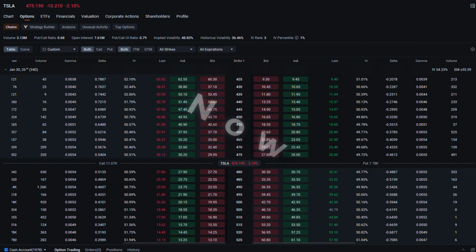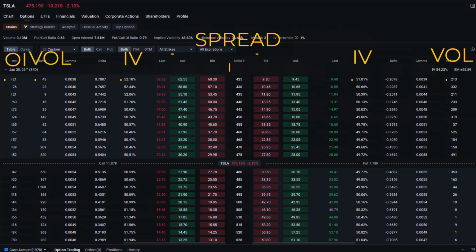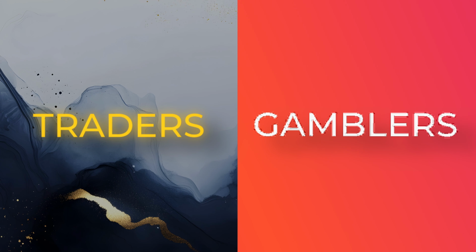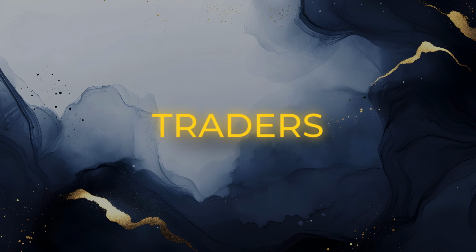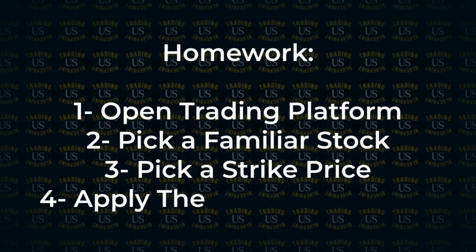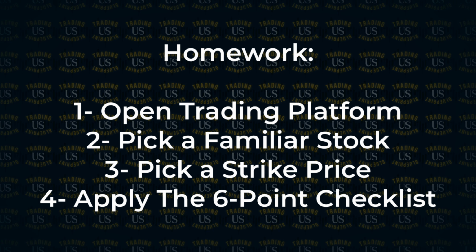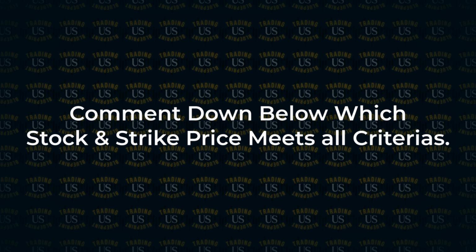You now know how to read an options chain, the zone, the numbers, and the common mistakes. This is the single skill that separates traders from gamblers. This is your homework. Open your broker, pick a stock you know well, find a call and a put at the same strike, and run them through the 6-point checklist. Post your findings in the comments.